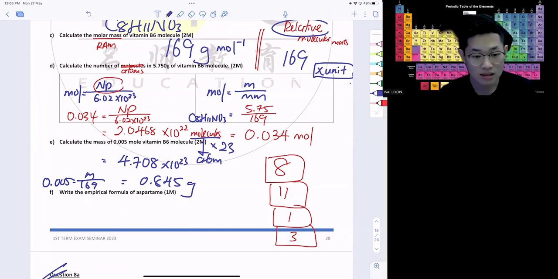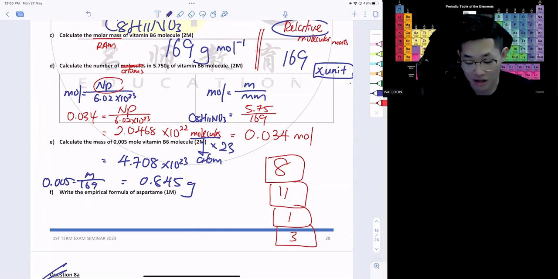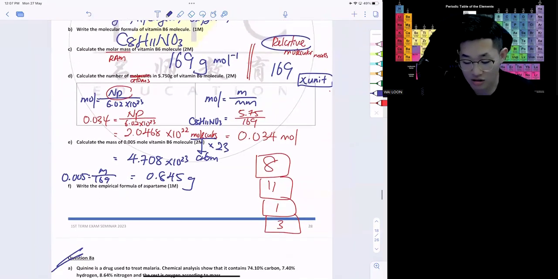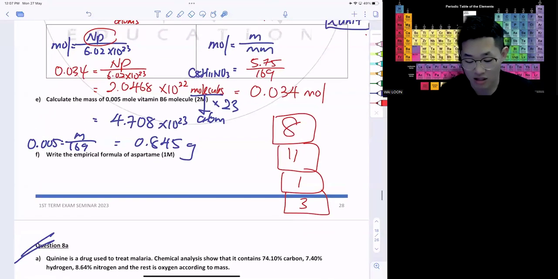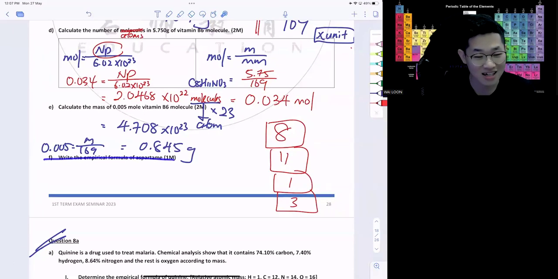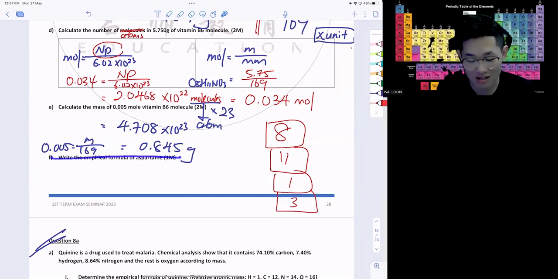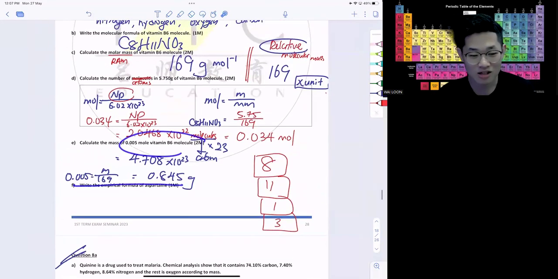Okay, then write the empirical formula. Empirical formula means the simplest form. I think sorry, this one is a different question already. It shouldn't be here, okay? Aspartame is in another question. Sorry, this one is about vitamin B6. It's a different thing. So that's all lah.